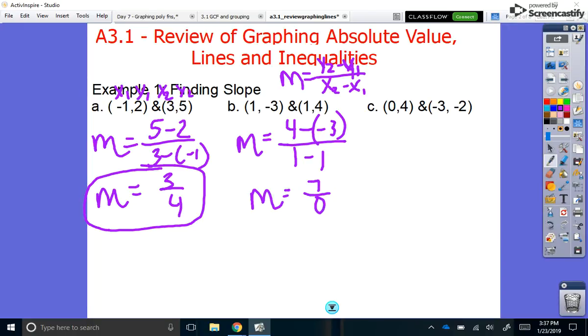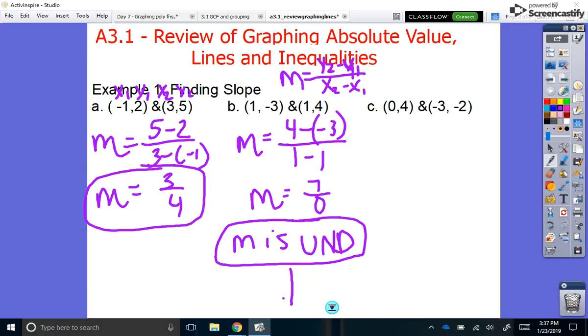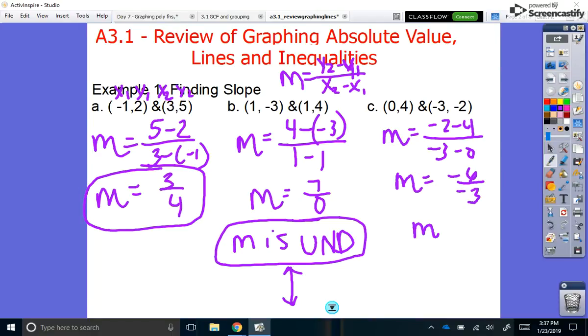You can't divide by 0, so for this one, the slope is undefined. Do you know what that looks like on a graph? That's going to be a vertical line. For this one, we get negative 6 over negative 3, or a slope of 2. So hopefully that was a review for you. If not, you can rewind the video and watch those examples again.